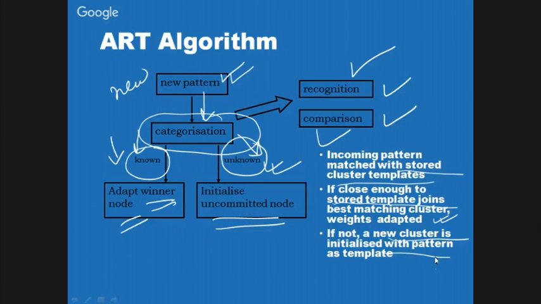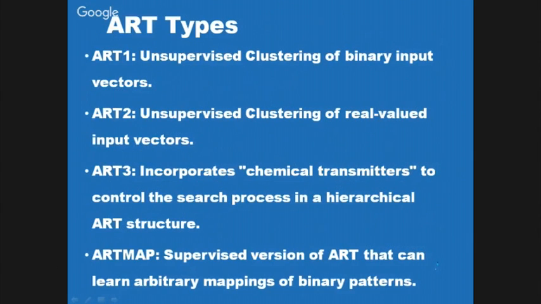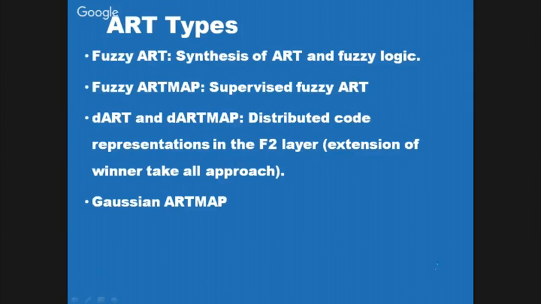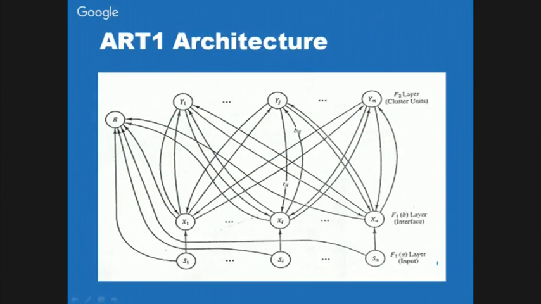So this is your ART algorithm. As I have told, there are two main ARTs, ART1 and ART2. Besides this, we have ART3, which incorporates chemical transmitters to control the search process in a hierarchical ART structure, and also ARTMAP, Fuzzy ARTMAP, DART (distributed ART or distributed ARTMAP), and Gaussian ARTMAP. These are the different types of ARTs available in neural networks. Now this is your basic structure.